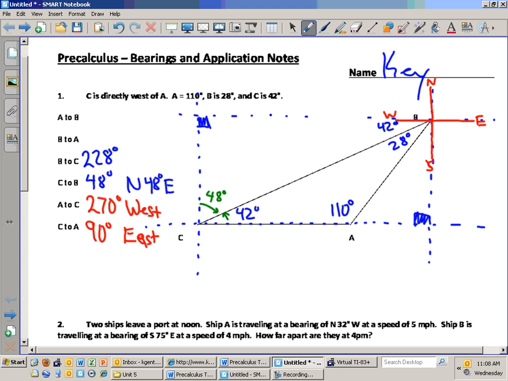Now, when we find navigational bearings, we need to start at north or south, and we want the acute angle. So we should really start at south, and we want to move to there. How many degrees is that? 48. So south, 48 degrees in what direction? West.